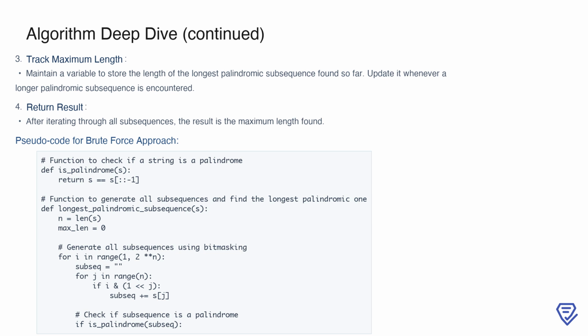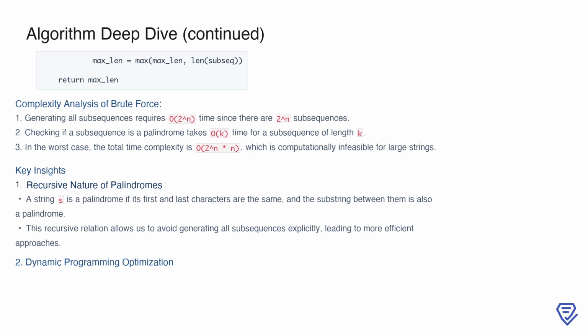In terms of implementation, the pseudocode for this approach begins by defining a helper function, is_palindrome, that checks if a string is the same when reversed. Then, another function, longest_palindromic_subsequence, generates all subsequences using bit masking and evaluates each one for the palindrome property. While this method guarantees correctness, its performance is impractical for larger inputs since generating all subsequences alone requires exponential time complexity. The pseudocode continues by updating the max_len variable whenever a palindromic subsequence longer than the current maximum is found. Finally, the function returns max_len as the result.